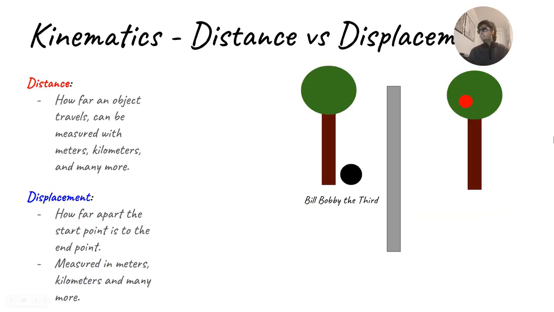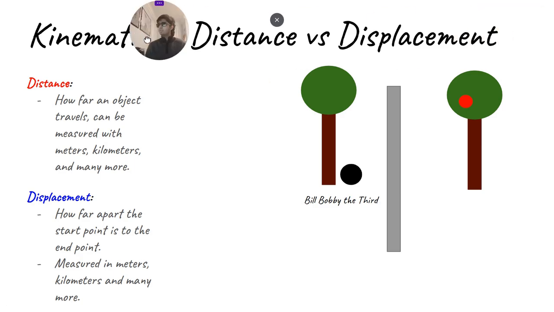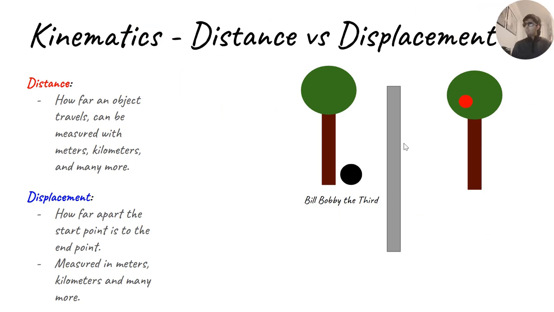Alright, let's first ask ourselves the question: what's the difference between distance and displacement? And that's a really, really good question. Distance, we also know, is how far an object travels. Displacement is how far apart the start point and the end point are for the object.